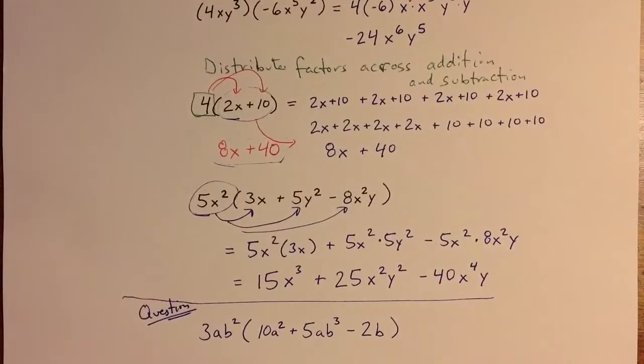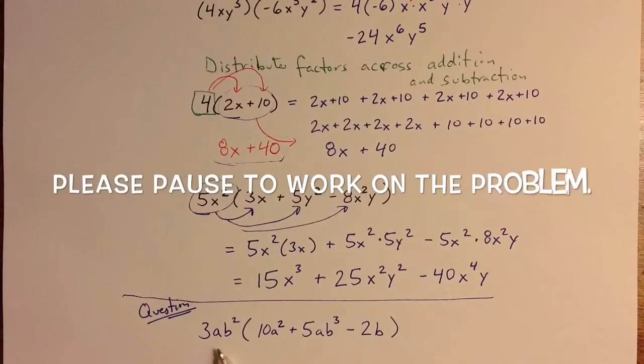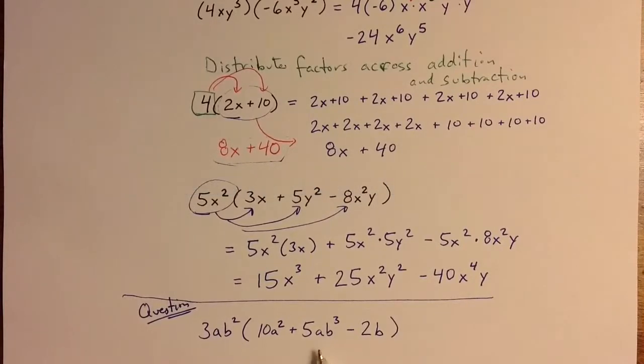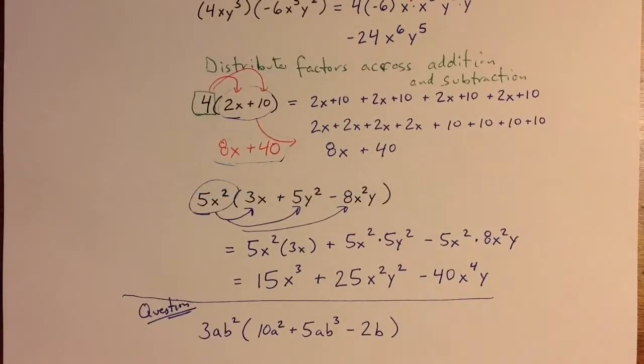I encourage you to pause the video for a moment and try to multiply the following pair of polynomials: 3a times b squared and 10a squared plus 5ab cubed minus 2b. In a moment or two, I'll write down the answer to this. So I encourage you to pause the video and try to answer the question on your own first.